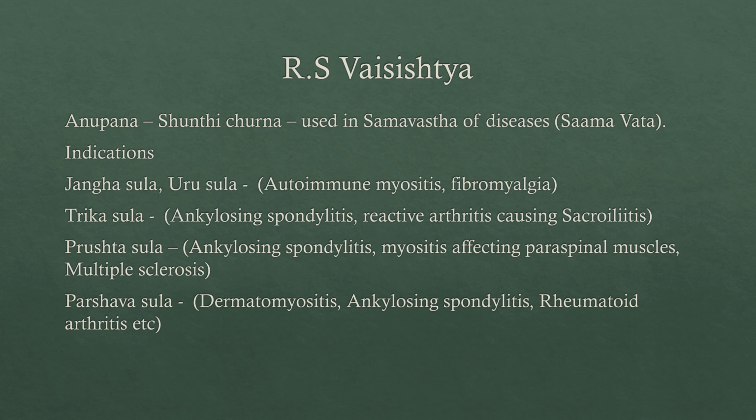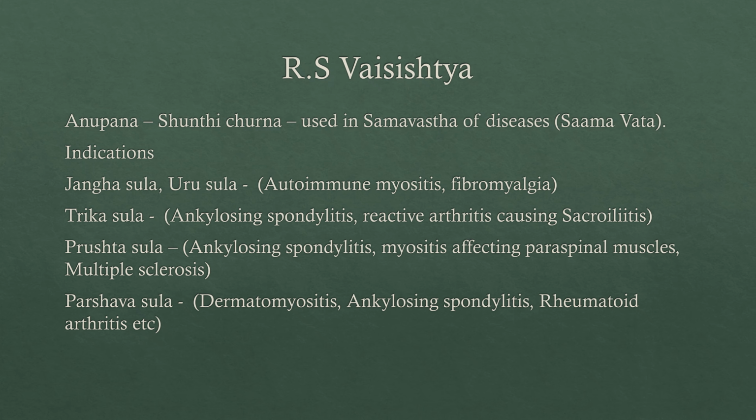The indications mentioned for Rasna Saptaka Kwatha are Janghashula, Urushula, Trikashula, Prishthashula, and Parshvashula. These are mentioned in simple terms, but we have to deduce the exact idea the Acharya intended. Janghashula and Urushula, we know, are respectively the calf region and the thigh region. So there is an acute inflammation and pain in these regions, and it can be due to autoimmune myositis, fibromyalgia, etc. So it is due to Sama Avastha. We can indicate Rasna Saptaka Kwatha there, as it is affecting the Vata Roga sthanas.